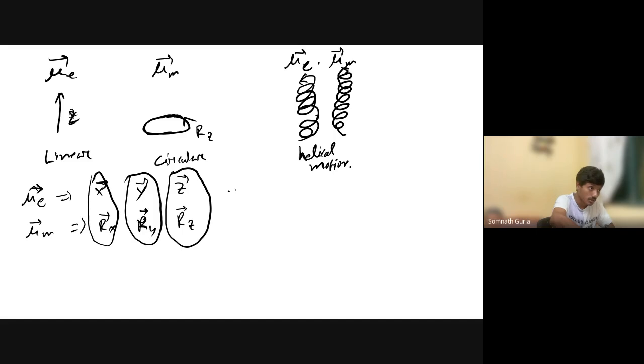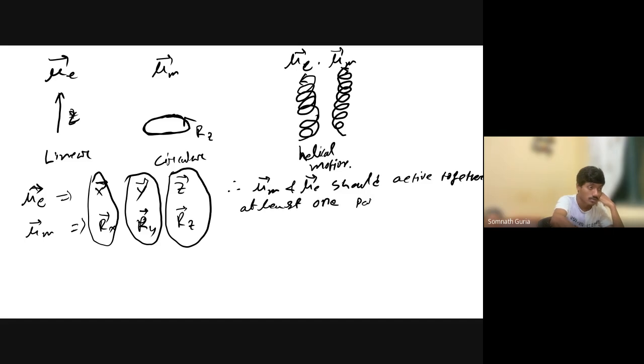So my certain criteria should be: they may be active together also, but that will be a different case. So the active together, the mu m and mu e, should be active together at least in one particular direction.